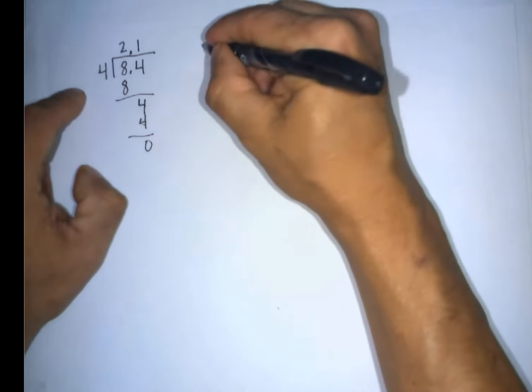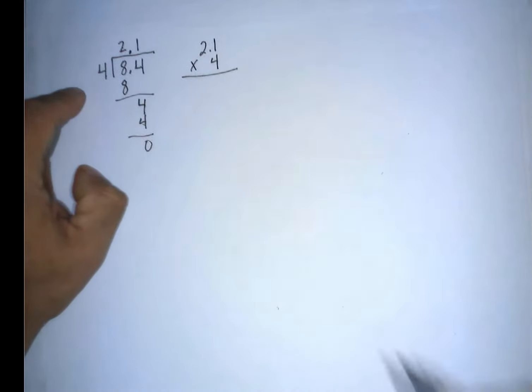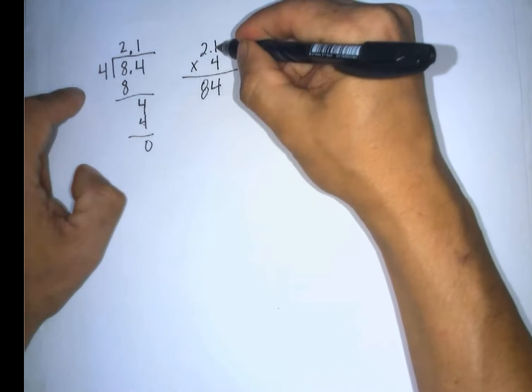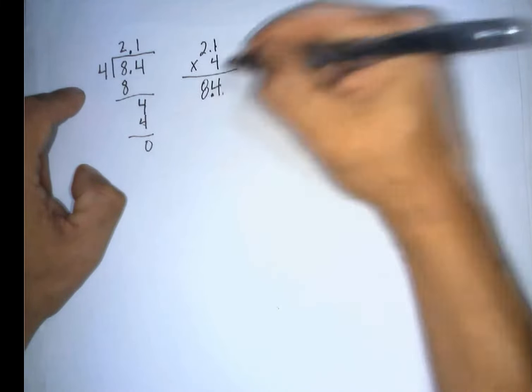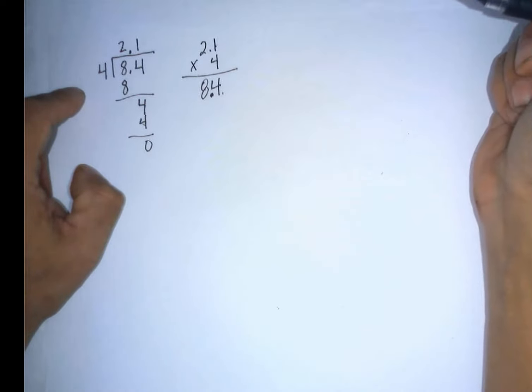Okay, let's check that with what we just learned, how to multiply decimals. So we should get 8.4, and when we do that, 21 times 4 is 84. And there's one place after the decimal, so we move that to the left once, and we get 8.4.